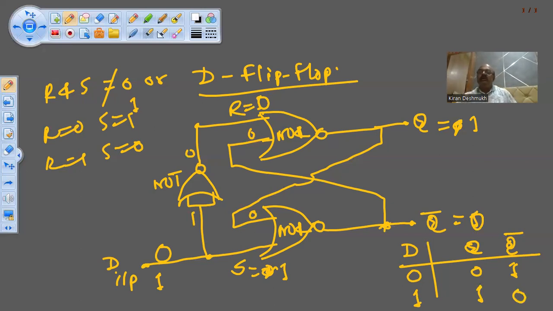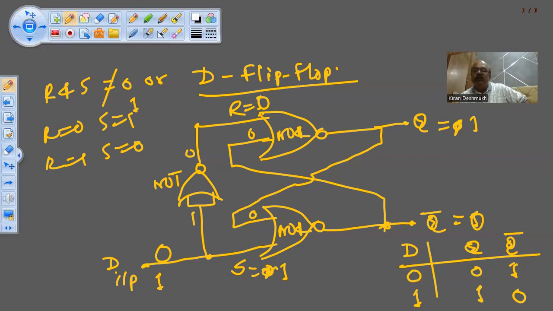So in the case of D flip-flop, we have only two states because the inputs are only one. That is only D input is there. So D input will be either 0 or 1, and based upon that, Q will be 1 and Q bar will be 0, or Q is 0 and Q bar will be 1. That depends upon the D input.